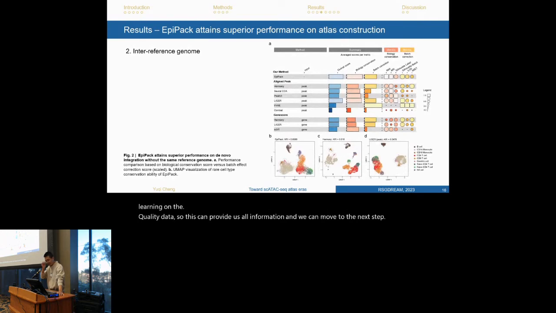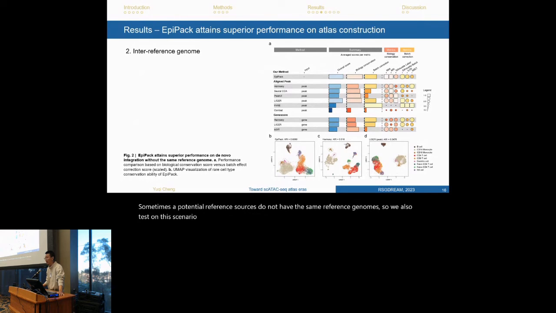Before the next step, we also notice that sometimes the potential reference sources do not have the same reference genomes. So we also test ATAC-seq on this scenario because we don't need an aligned feature peak set. So this may also be one of our functions of ATAC-seq. So we benchmark this function.